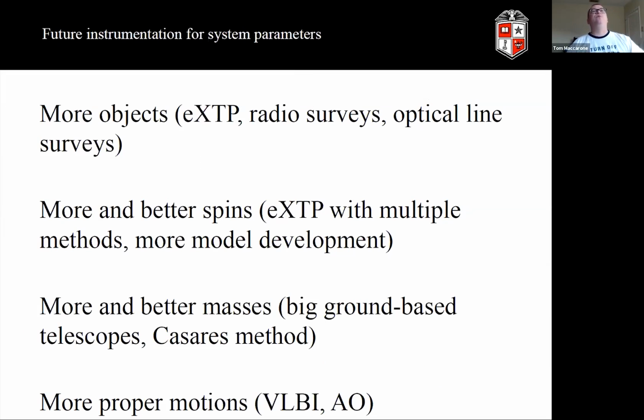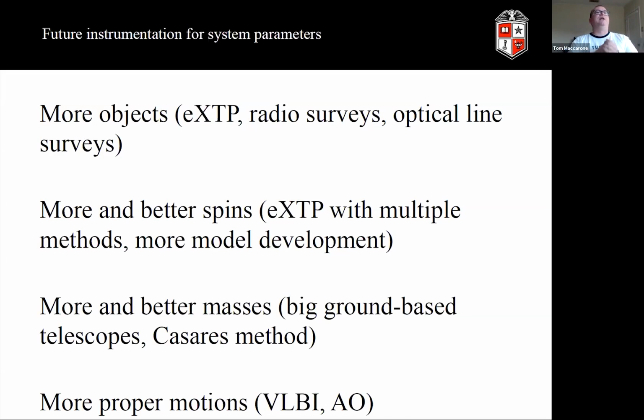So one thing is we just need ways to get more objects. And so EXTP's wide field instrument would be very good for doing this. eROSITA will probably find some in quiescence. Radio surveys and optical emission line surveys, like Jorge Casares has suggested, can also find more objects in quiescence.